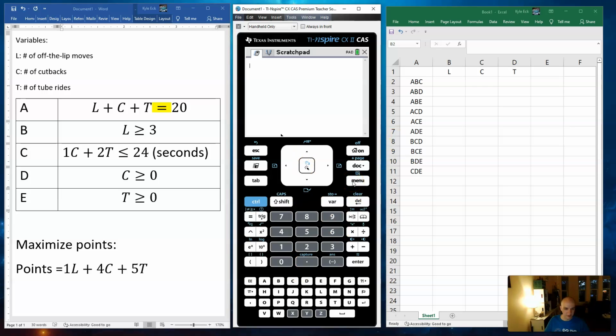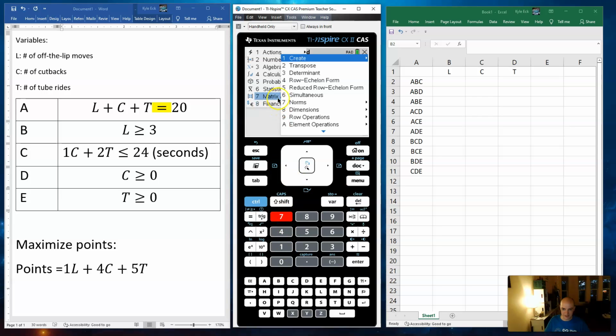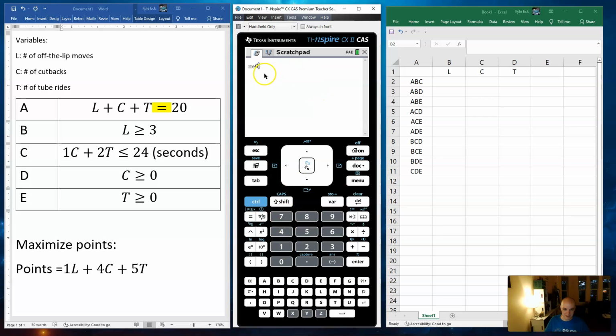So here we go. I'm going to do menu, matrix. I'm just pressing 7 to get matrix, and I'm going to set up RREF first. Now all of these are going to have 3 equations and 3 variables, so I need to add a matrix.